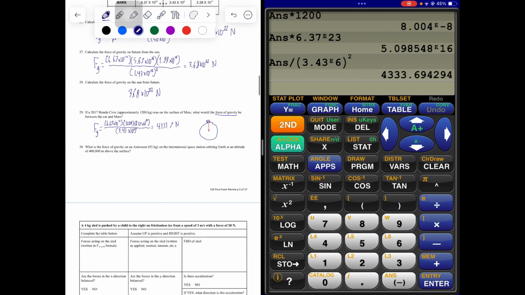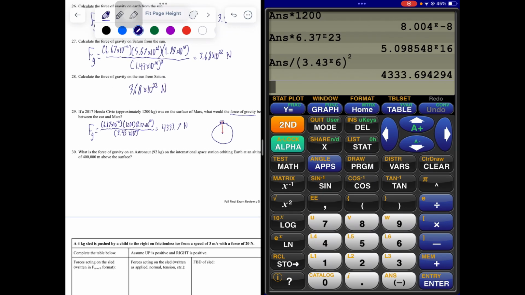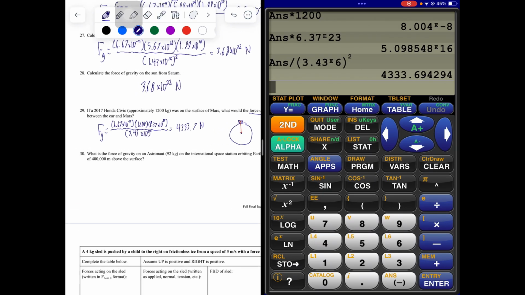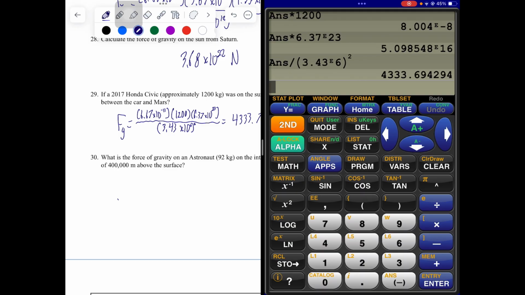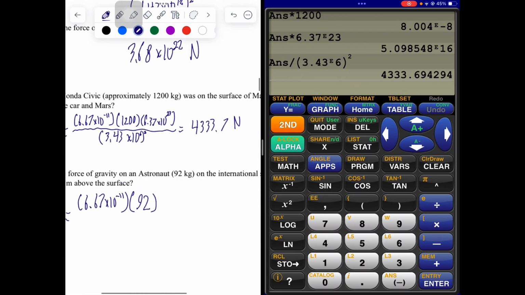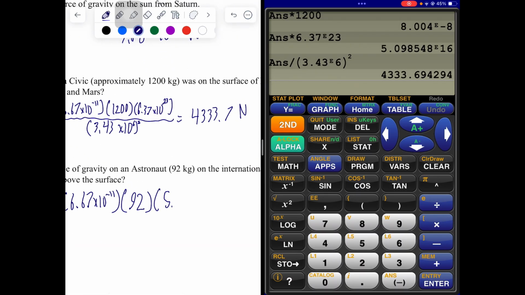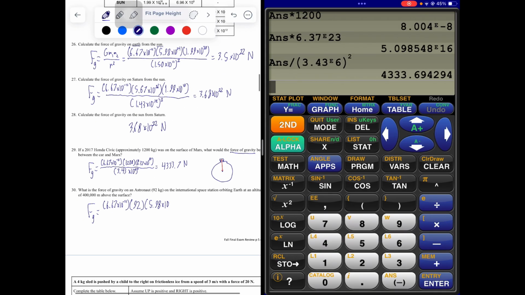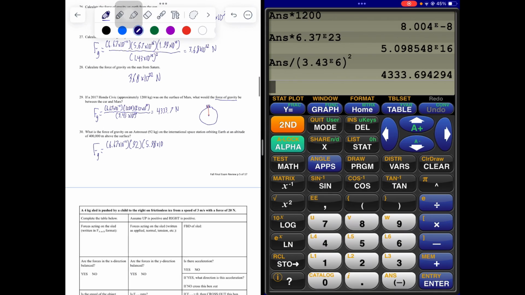One more. Force of gravity on an astronaut on the International Space Station orbiting Earth with an altitude of 400,000 meters above the surface. Okay. Fg. 6.67 times 10 to the negative 11th. Mass of the astronaut, 92 kilograms. Mass of the Earth, 5.98 times 10 to the 24th.